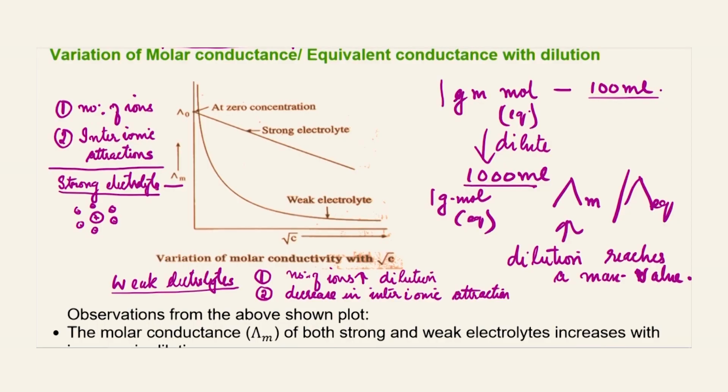So, what happens is there will be strong interionic attraction in concentrated solutions. Once the solution is becoming dilute, the ions move far away, and therefore, the interionic attraction decreases and there is an increase in molar conductance. So, when interionic attractions are decreased, only then ions will be free to move to carry the current. So, in the case of strong electrolyte, the only factor that determines the increase in molar conductance due to dilution is decrease in interionic attraction.